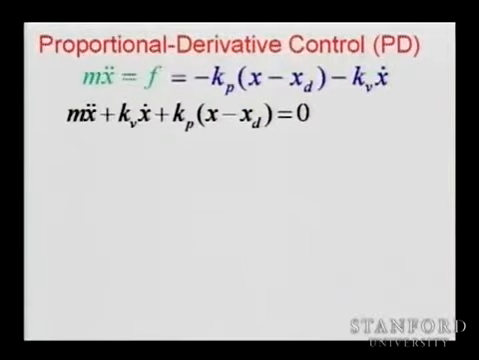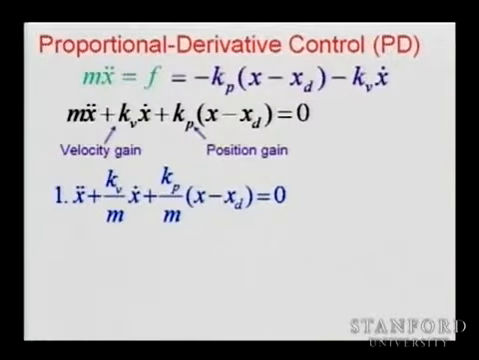Now if we take this blue controller and move it to the left, the closed loop behavior is going to be written as this second order equation. In this equation we can see that we have a sort of mass spring damper system whose rest position is at the desired xd position. So Kv is your velocity gain and Kp is the position gain. Now if we rewrite this equation by dividing it by m, we are going to be able to see what closed loop frequency we have and what damping ratio we have.